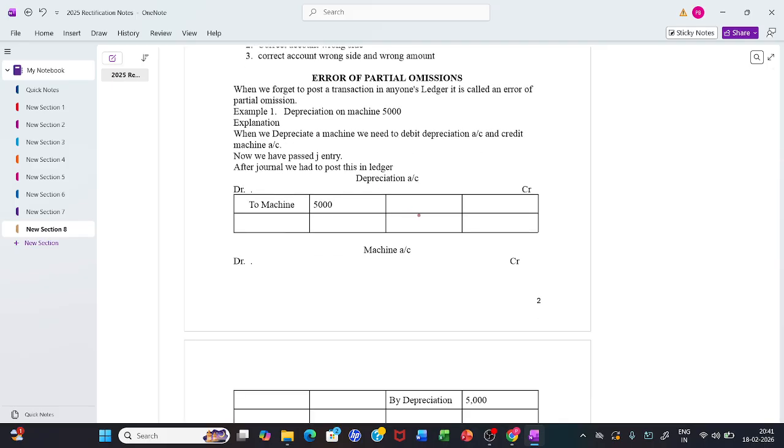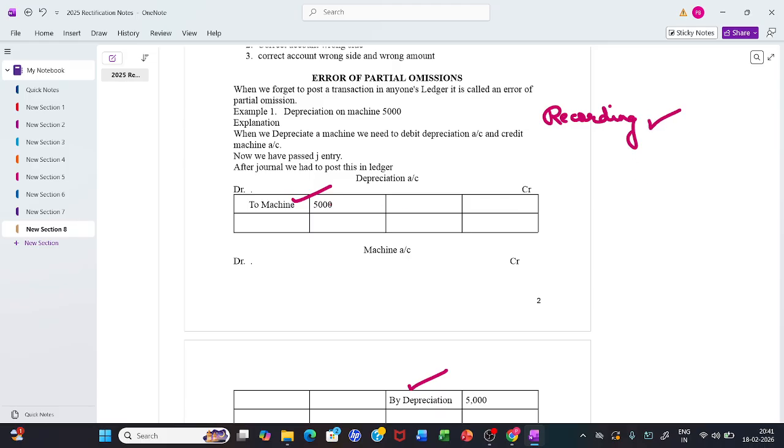As the word suggests, omission means forgetting. Partial means half of the thing you forgot. Say, when you forgot to post the transaction in any one of the ledgers, it is an error of partial omission, like depreciation on machine 500. Visualize what the entry is: depreciation debit, machine credit. In depreciation, we have to show on the debit side, in machine, we have to show on the credit side. So there is the first stage of recording. This entry has to be recorded that you have done.